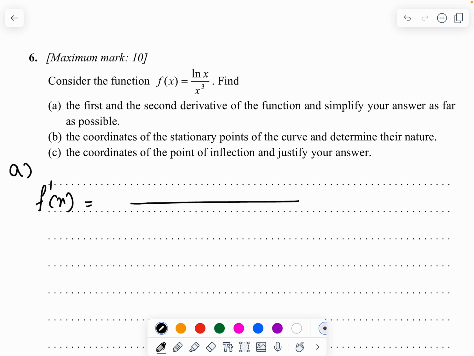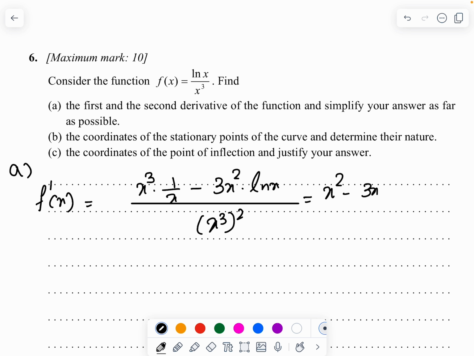So quotient rule. Denominator squared times the derivative of the numerator, ln x, which is 1 upon x, minus x cubed times the derivative of the denominator, which is 3x square ln x. Then what does that become? x square minus 3x square ln x divided by x power 6. You can cancel x square, and the 6 will become 4. So 1 minus 3 ln x upon x power 4.